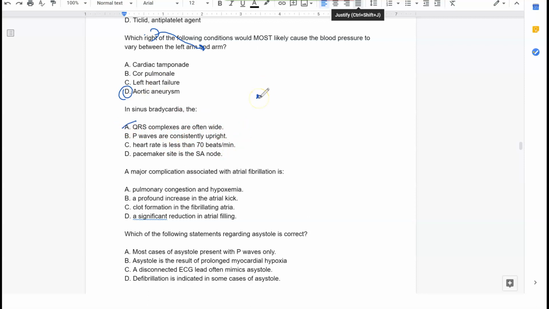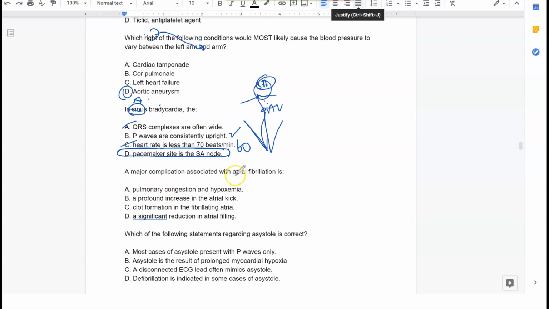In sinus bradycardia, QRS complexes are often wide. No, I mean it's coming from the SA node. It's going down to the AV node. And it just happens to be a little slower than usual. P waves are consistently upright, maybe. Heart rate is less than 70 beats a minute. I mean, yes, but it should be less than 60 beats a minute. The pacemaker site is at the SA node. Right? If it was not sinus bradycardia, if it was just a bradycardia, it would be different.